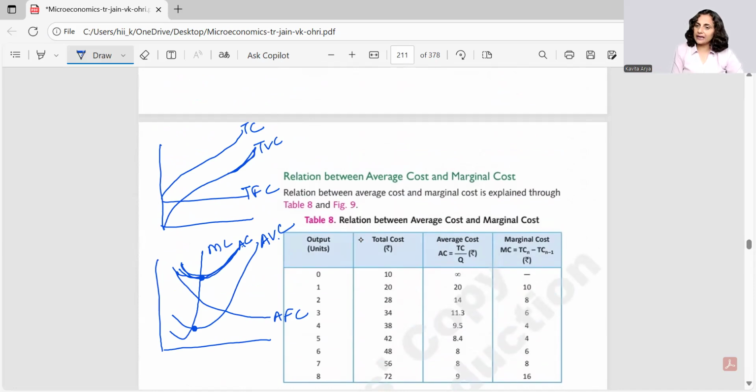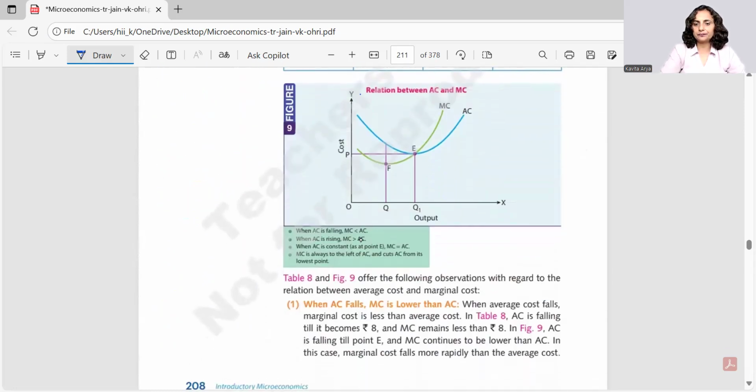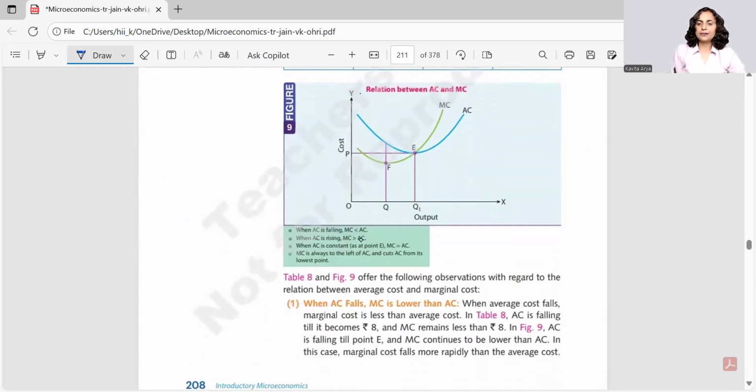AC is U-shaped and MC again is U-shaped, but it is moving from the minimum point of AC. Right, this is how it looks. So how do we establish the relationship? When MC is falling, AC falls. When MC is rising, AC is again rising, but there is a stretch. See, in this stretch, what happens when AC is falling, MC starts rising, right? So if the question is: when AC falls, MC falls. Is it true or false?